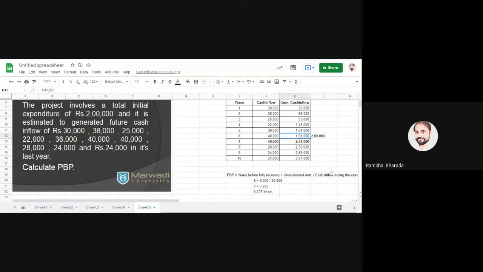So year before fully recovery: 7th year में है, तो year before fully recovery 6th year. Unrecovered amount, the difference between 2 lakh and the amount of the 6th year, जो भी fully recovery के year का पहले से year जो ईयर है उसके साथ कंपैरिजन करना है. याद रखना, कई बार स्टूडेंट मिस्टेक करते हैं. ओके, तो जो फुल्ली रिकवरी से पहले का ईयर है उसके साथ हम कंपेयर करके इन डिफरेंस फाइंड करेंगे, डिवाइडेड बाय cash flow during the year. Cash flow during the year is 40,000 and you will get 6.225 years.